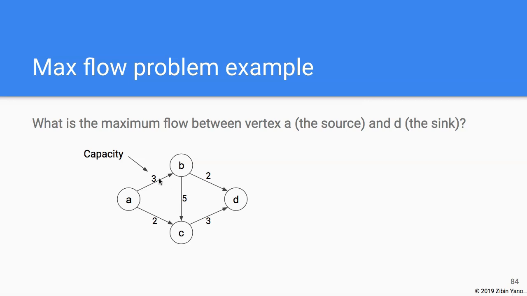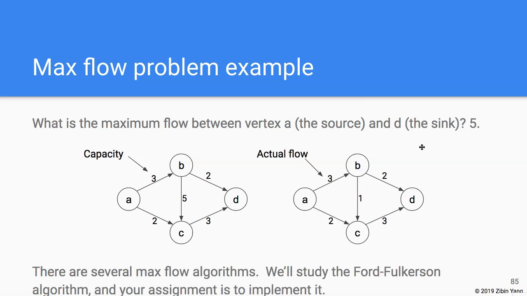So think about what is the maximum flow that can go from the source to the sink in this case. Well, as it turns out, and if you look at this long enough, the maximum possible flow is 5. So this is the actual max flow graph. These numbers are now the flow, not the capacity anymore. So these are the flow.